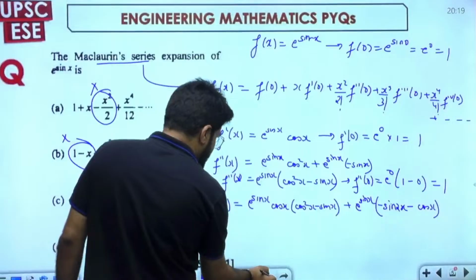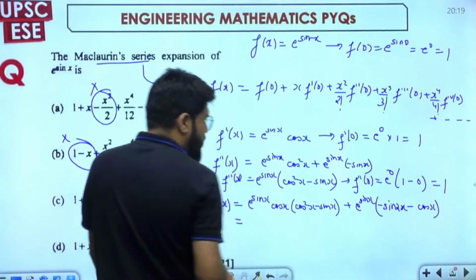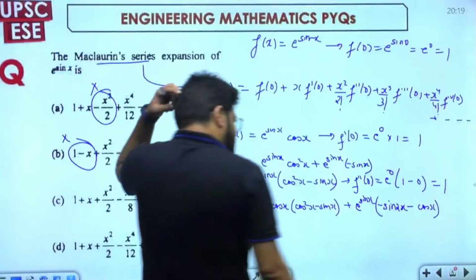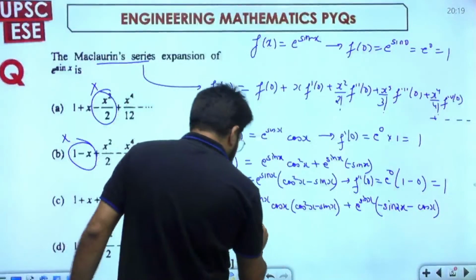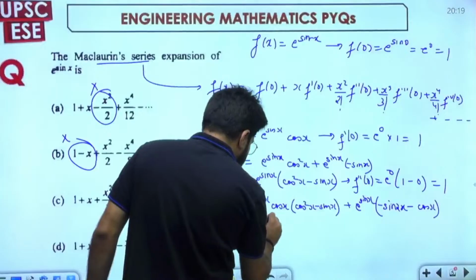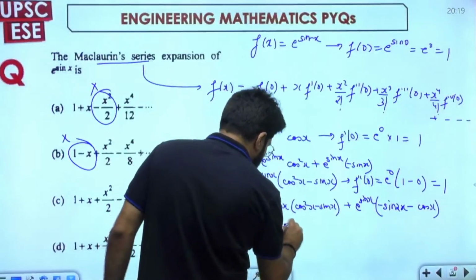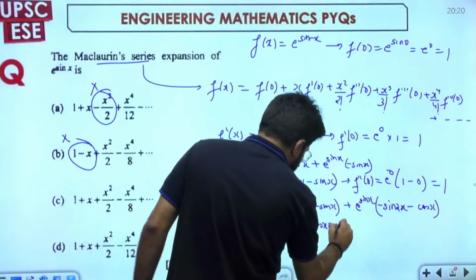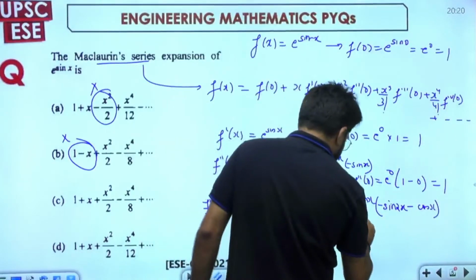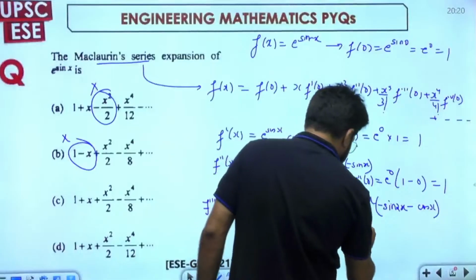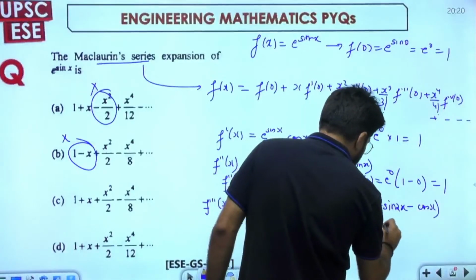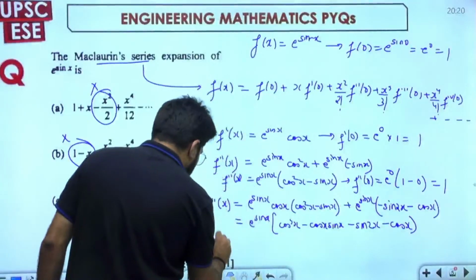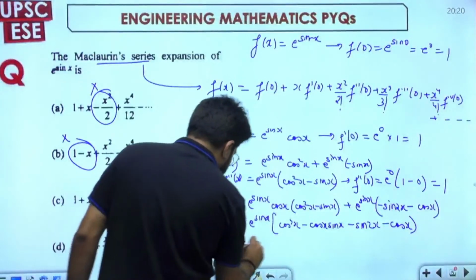Before that, let me simplify this function. What are the terms that are common? At least I can take those terms as common. So e power sine x is the only thing common. Then this becomes cos cube x minus cos x sine x, minus cos x sine x minus sine 2x minus cos x. Now I'm going to do the fourth derivative, f4(x).